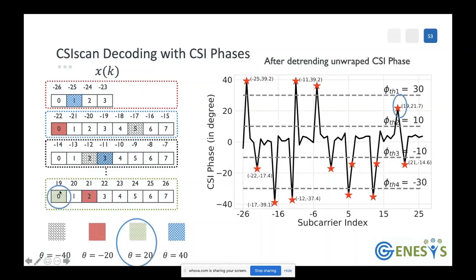So this is just an example of it. Here at subcarrier index 19, we introduce a phase distortion of 20 degrees, and we can see a similar phase distortion at subcarrier index 19. We observe around 21 degrees of phase distortion. So this is an example of CSI scan decoding.